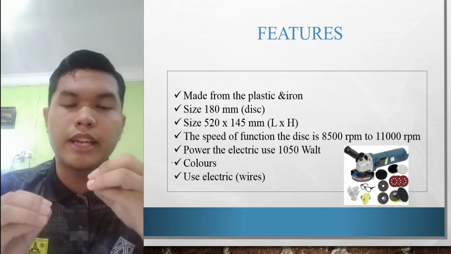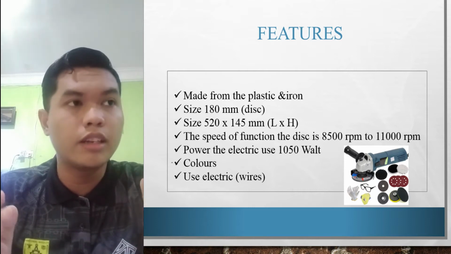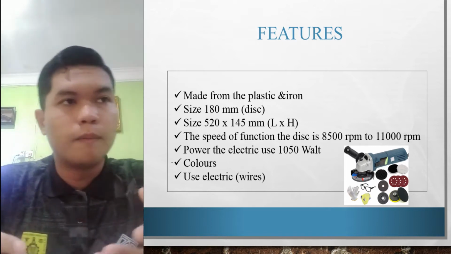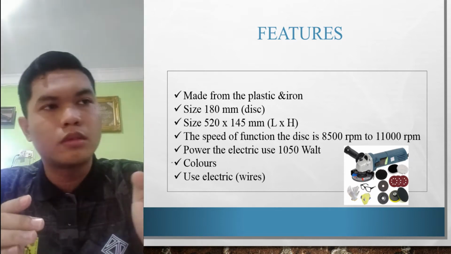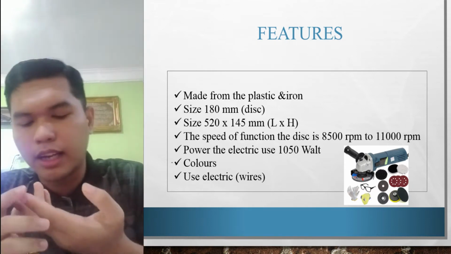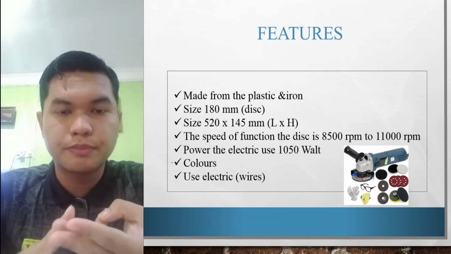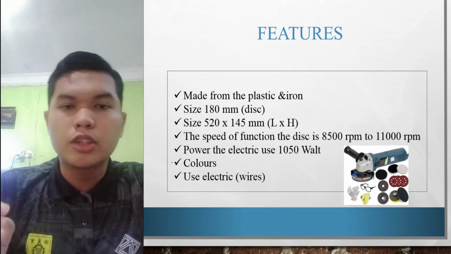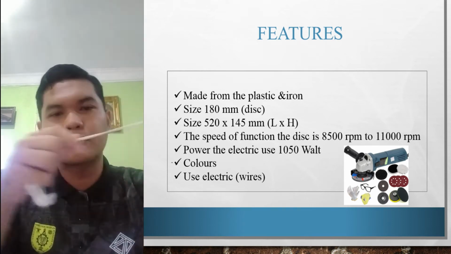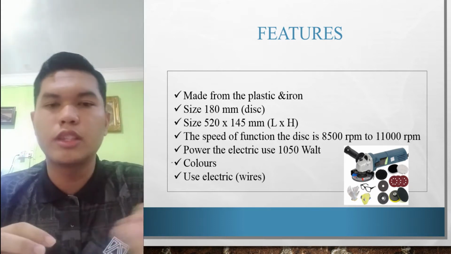The speed of the function is around 8,500 RPM to 11,000 RPM. It's very powerful. The electric power used is around 1,050 watts. It has many colors, like blue, black, red, and yellow. It uses an electric wire. Each function must use the electric wire.